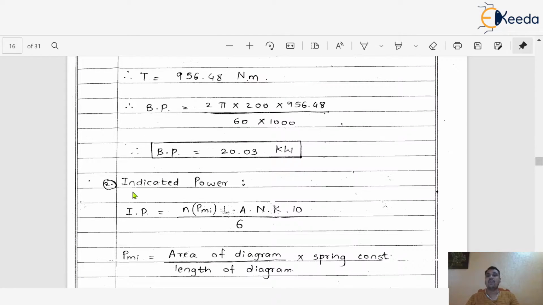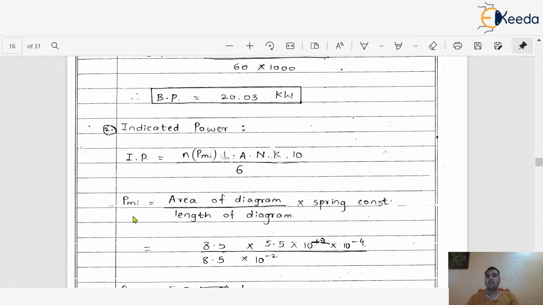After this, the second unknown is the indicated power. We have the formula of indicated power again: N into P suffix Mi into L into A into n into K into 10 by 6. In this case the different things are again given in the problem. The stroke length is given, the area we have calculated, the RPM is also given, and for K we can write 10 by 6. The unknown thing present in this problem is the PMI.